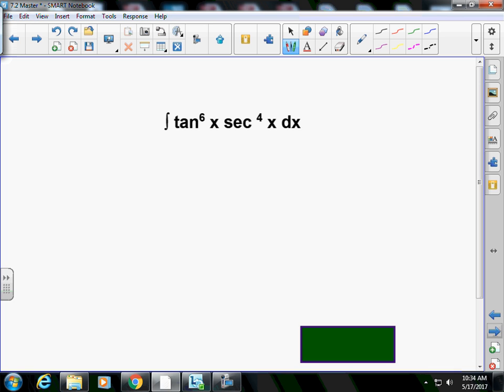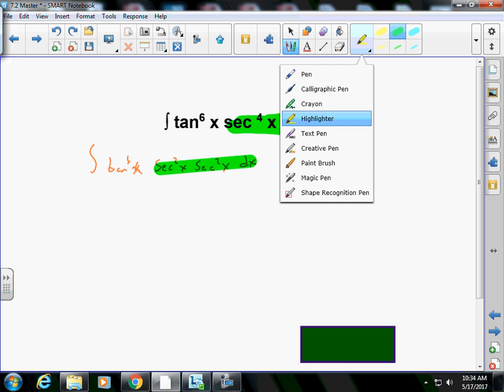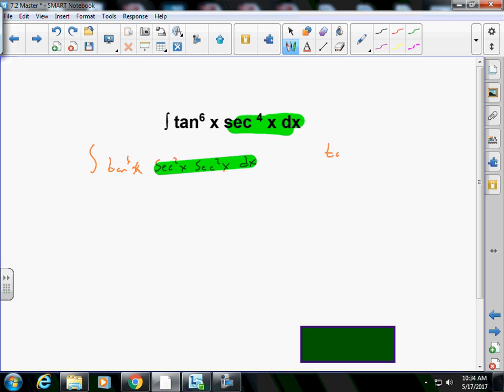So in here, what should I do? I have a tangent to the 6th secant to the 4th. Well, if I can end up with a secant squared, and everything else is tangents, I'm in good shape. And I can do that because I can rewrite this. I can say tangent to the 6th x secant squared x secant squared x dx. So I broke up this part here into two secants. Because again, we know that tangent squared x plus 1 is equal to secant squared x.